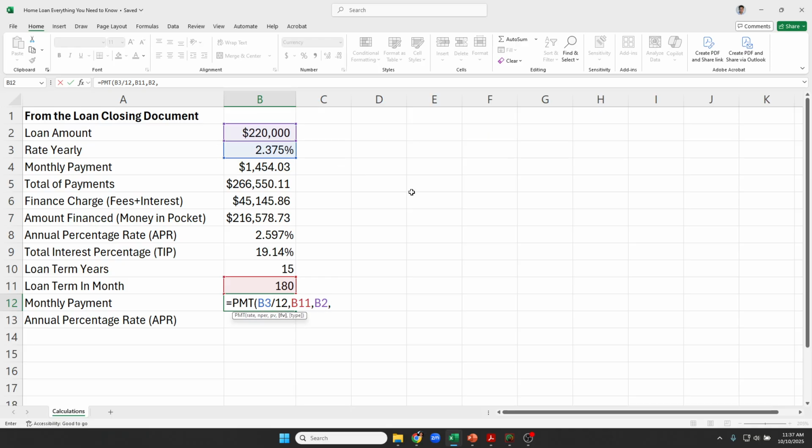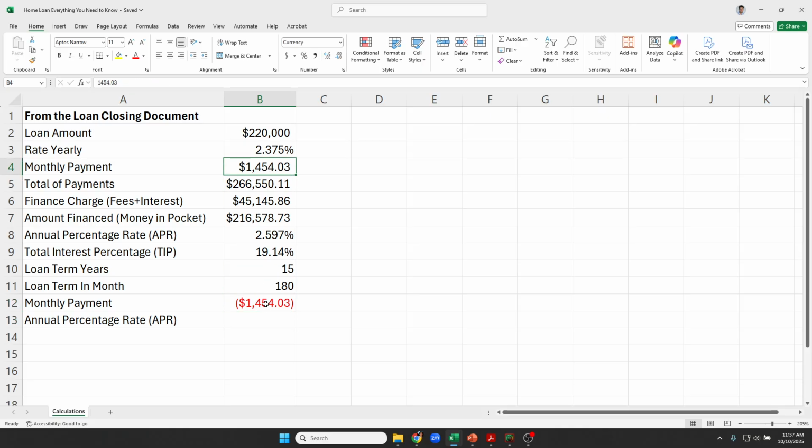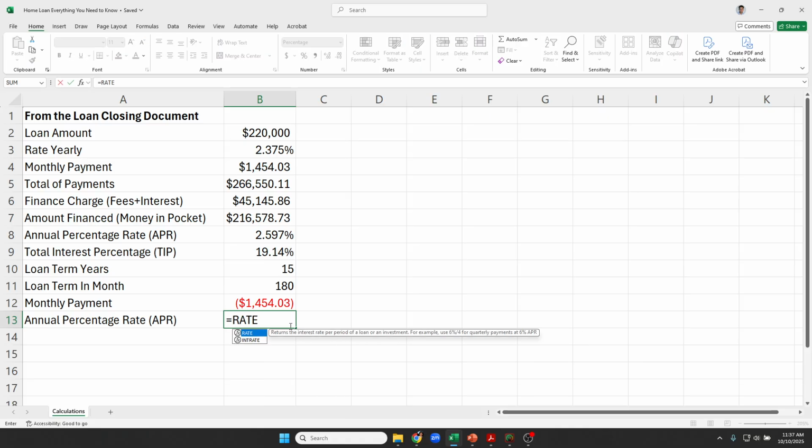That says you're going to pay off that, and you can set future value 0, you're going to pay off everything. Don't really have to worry about the type. Hit enter. So this is the same as what the loan closing disclosure says your monthly payment would be. The next thing I'll be calculating is called APR. The home loan has lots of fees. So what you pay is not the rate they show in the first page of the document, which is 2.375%. That's not what you pay.